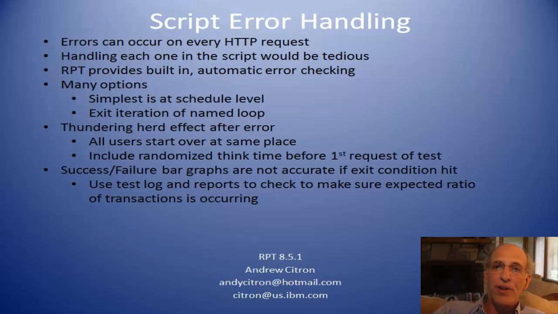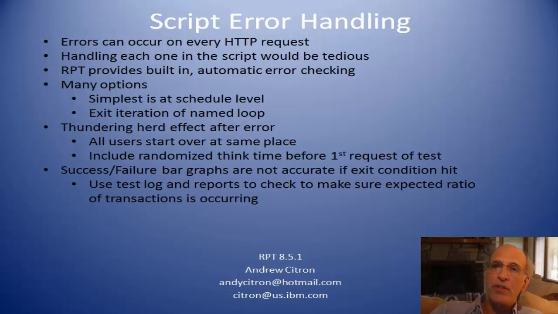I also mentioned to watch out for what we call the thundering herd effect after an error, a system-wide error. All users hit a problem and they all iterate to the top of the script, to the first line of the script, and they all hit that first line of the script at the same time. And that is not really how it works in the real world. In the real world, users will determine that they have an error at different times, and they'll hit enter at different times, and the way to handle that is to put a delay, a think time, before the first request, and that will spread out the thundering herd all hitting the enter at the same time on that first request. And that's a randomized think time.